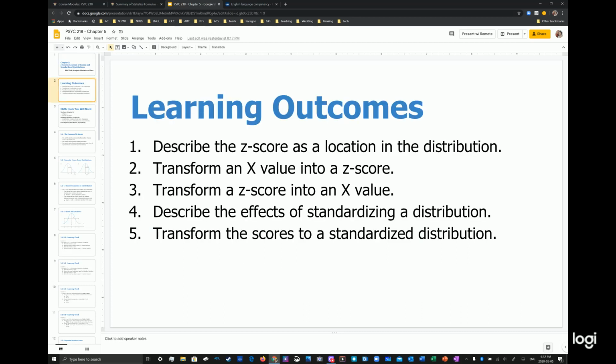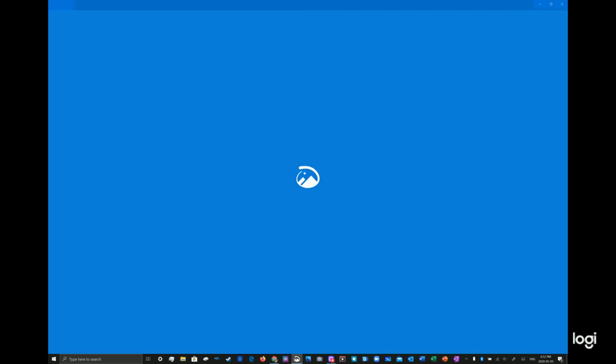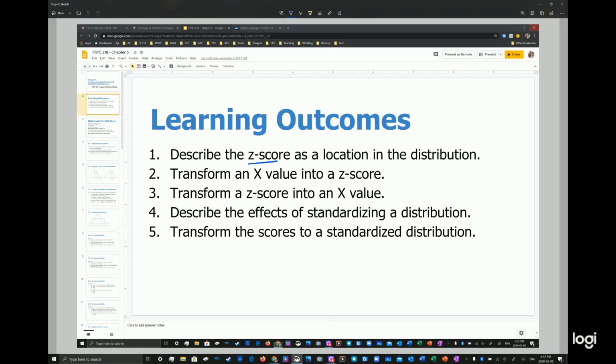So there are 5 learning outcomes that we need to do to cover this topic. First, we need to be able to describe how a Z-score is a location score in the distribution. And so once you memorize, recite, and apply the definition of a z-score, that is the number of standard deviations a raw score is away from the mean, then you're able to transform x-scores into z-scores, and you're able to transform the z-score back into an x value. So that's going to be your first 3 learning outcomes.